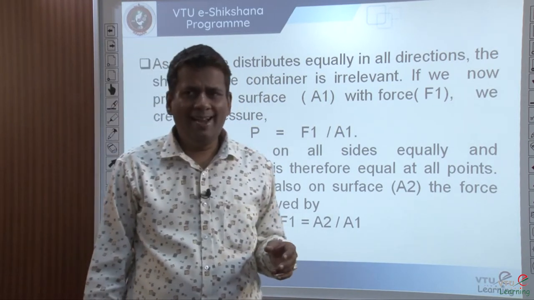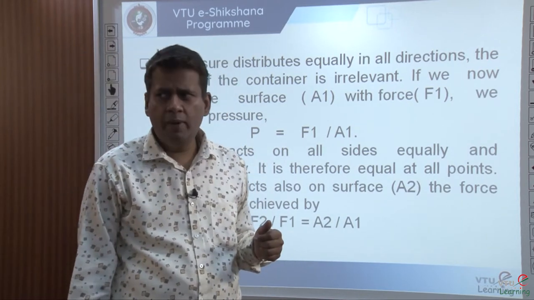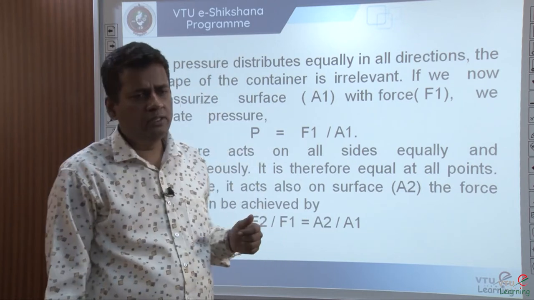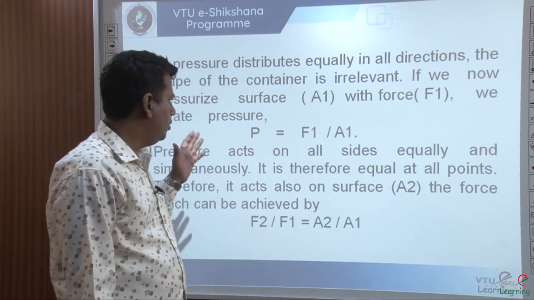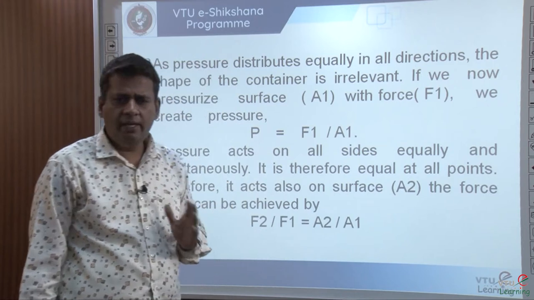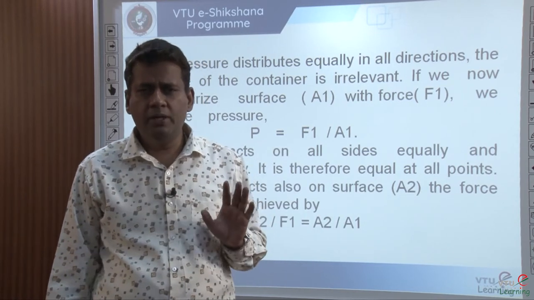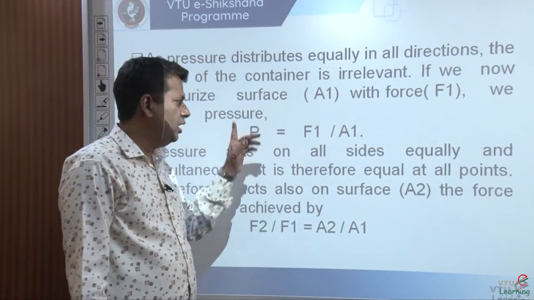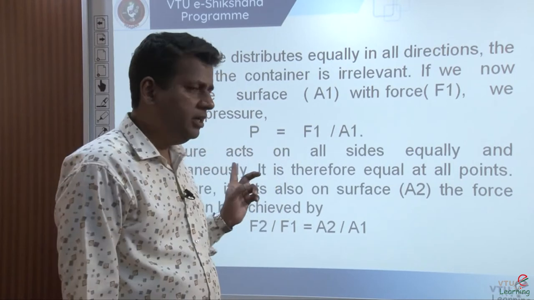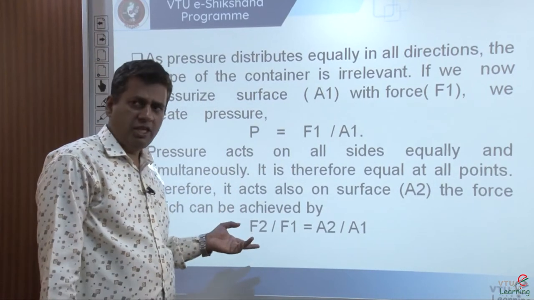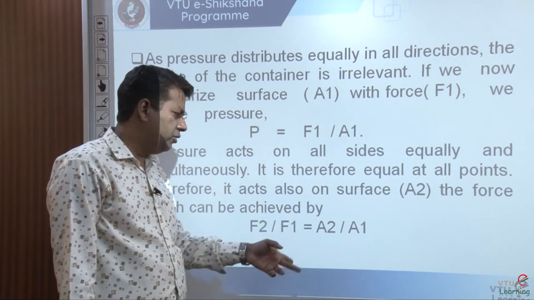Next, what is the pressure acting on the output side? On the output side, we have the associated pressure as F2 by A2, where F2 is the force acting on the piston on the delivery side and A2 is the cross section area of the piston, right. So P1 is equal to F1 by A1, P2 is equal to F2 by A2. According to Pascal's law, P1 is equal to P2. If P1 is equal to P2, then automatically F1 by A1 is equal to F2 by A2. Now, put all the force components on one side and all the area components on the other side. So that is F2 by F1 is equal to A2 by A1.